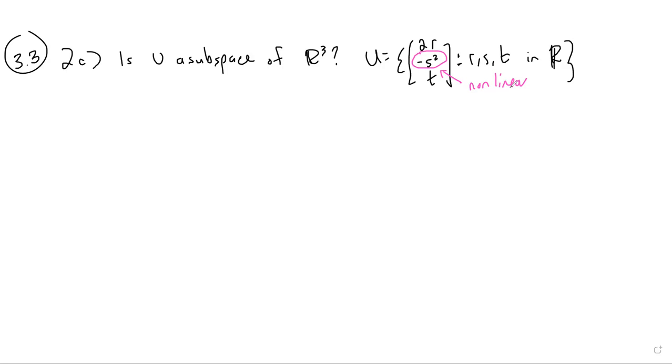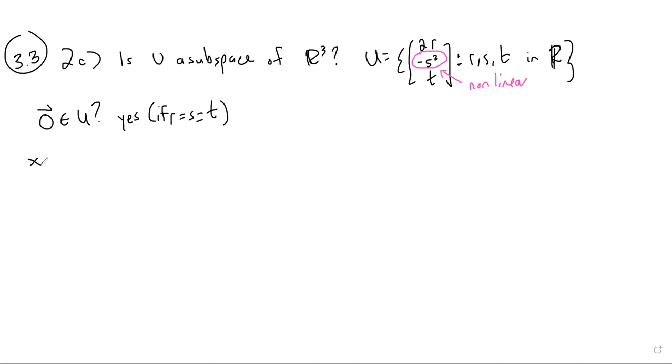So that usually means that there's going to be some kind of problems. But what we can do is just go through all the axioms and see where things are going to break down. Is 0 in U? Well, yes. If r, s, and t are all 0, in that construction, we've got our 0 vector. So that axiom's fine.